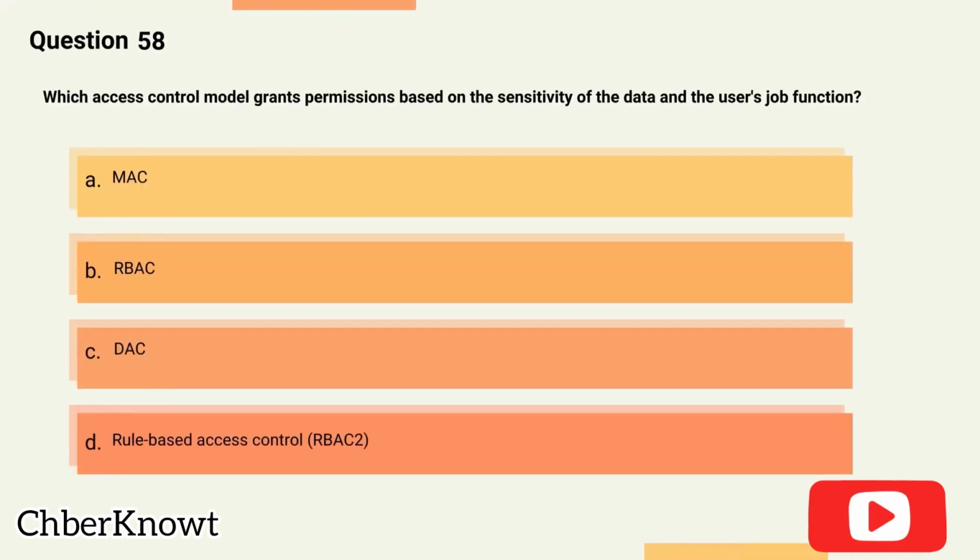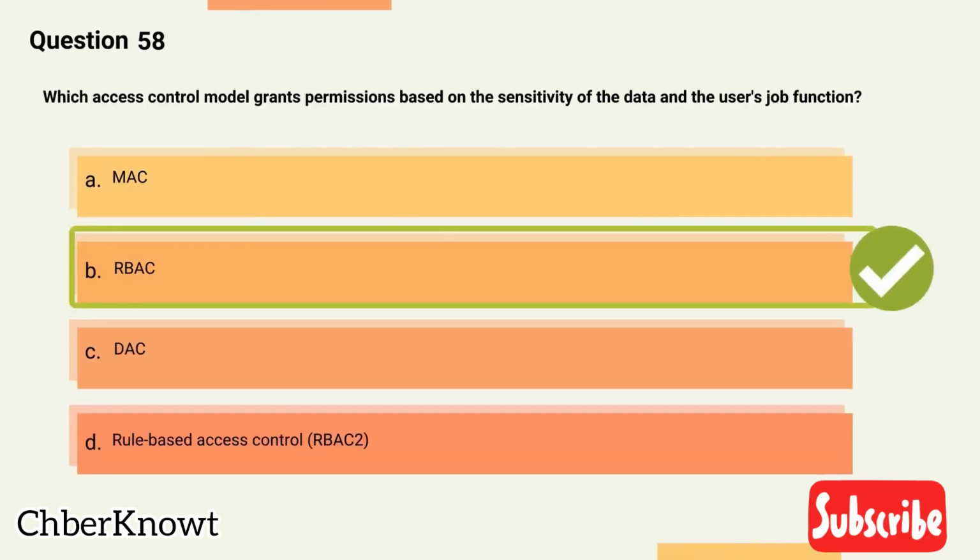Question 58. Which access control model grants permissions based on the sensitivity of the data and the user's job function? Option A, MAC. Option B, RBAC. Option C, DAC. Option D, rule-based access control, RBAC. The correct answer is option B, RBAC.